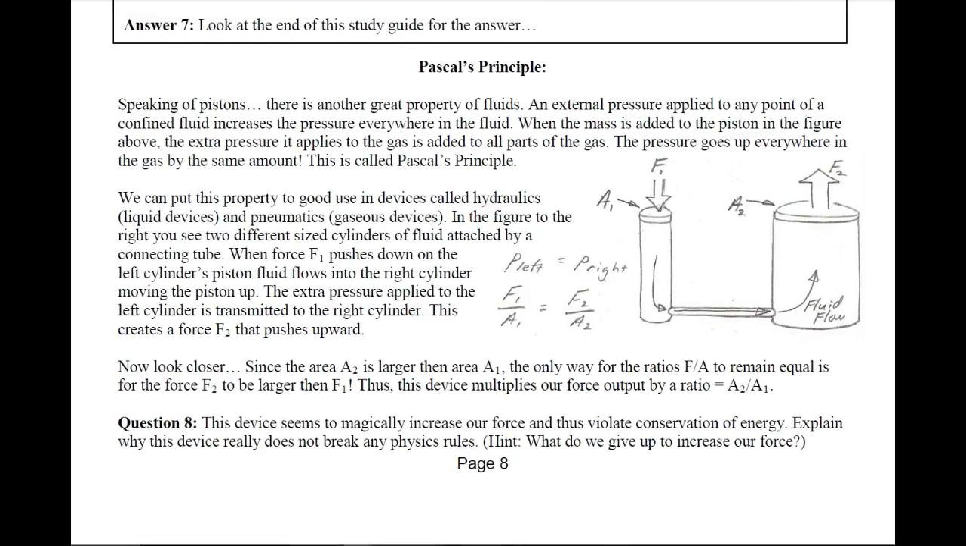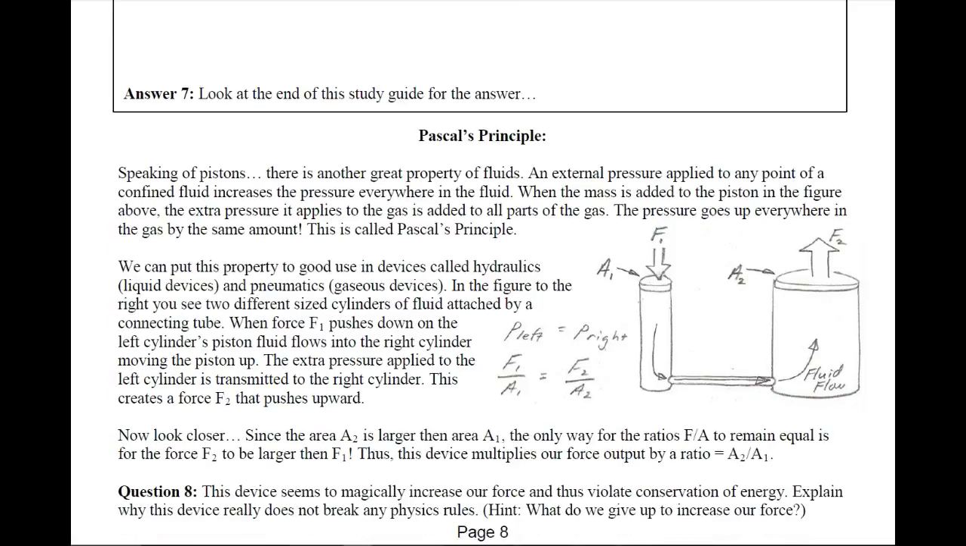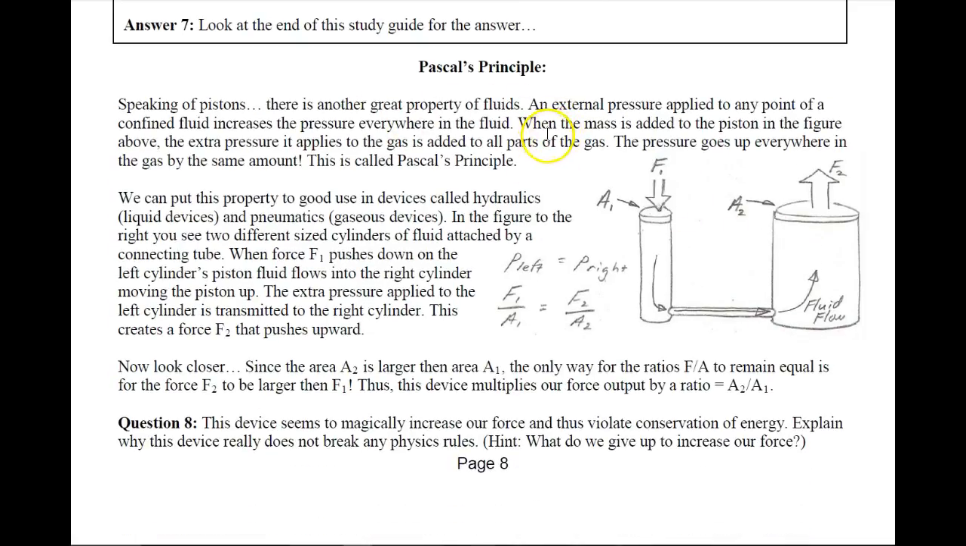Let's go ahead and take a look at the next one. This is called Pascal's principle. It says, speaking of pistons, there's another great property of fluids. If you take an external pressure applied to any point of a confined fluid, so notice that it's not open to the atmosphere anywhere, that increases the pressure everywhere in the fluid. So if I have a mass added to the piston in the figure above, I know that the extra pressure it applies to the gas happens in the whole thing. So if the pressure goes up everywhere in the gas, it goes up by the same amount, and we call that Pascal's principle. So it's a really important thing.